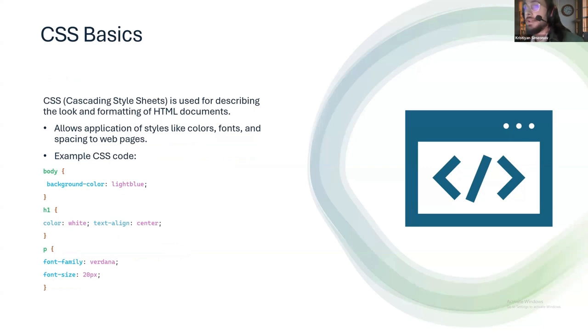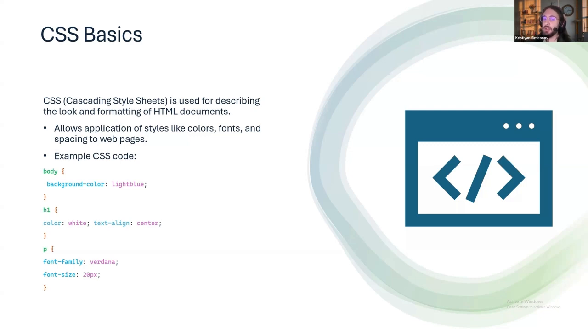So the next important element, and it's progressively becoming more and more complex, is CSS, or Cascading Style Sheets. It's a style sheet language that is used for describing the look and formatting of HTML documents. It allows the application of styles like colors, fonts, and spacing of web pages. And here you have an example CSS code.